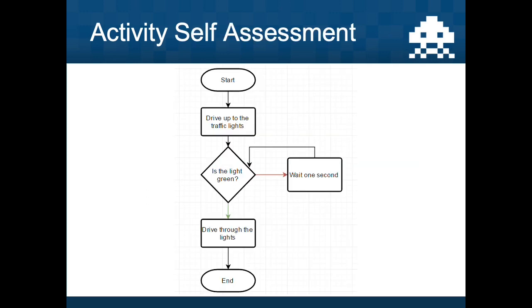Now this is one of those activities where there is a lot of right answers and probably not many wrong answers. On your screen is an example of a correct answer. We drive up to the traffic lights and we check, is the light green? If no, we wait for 1 second and then repeat that question. If it is, we drive through the lights and end.